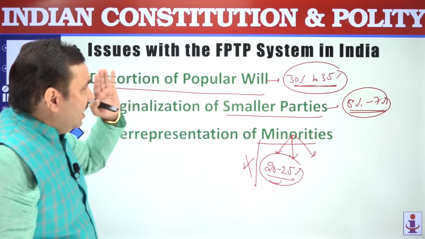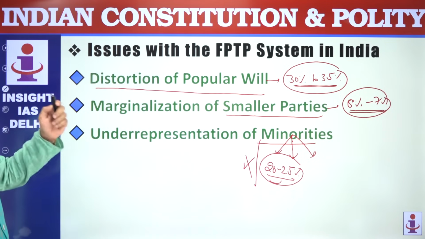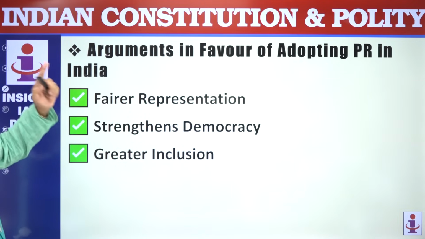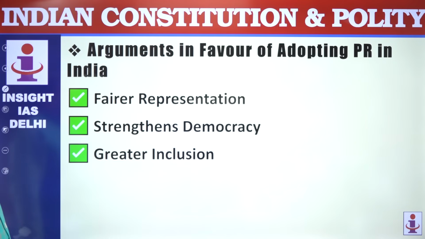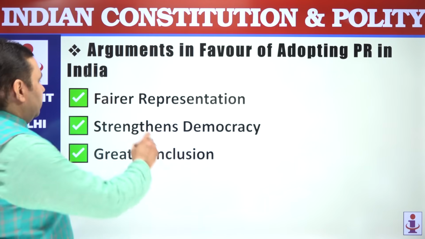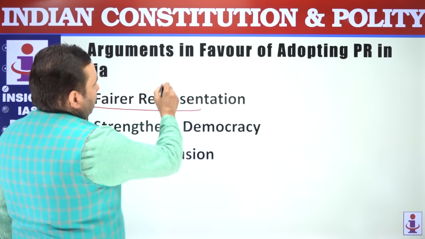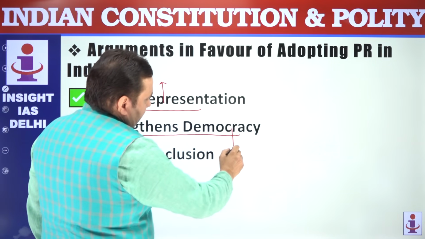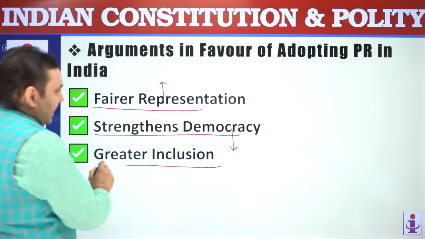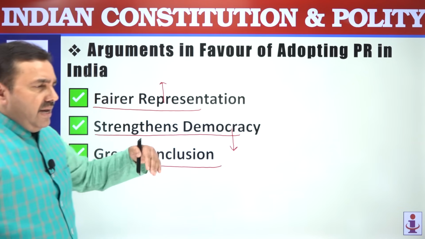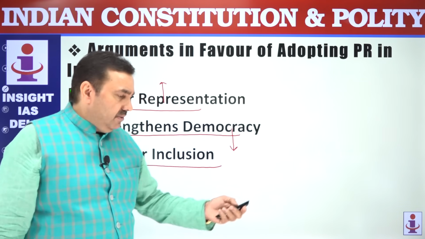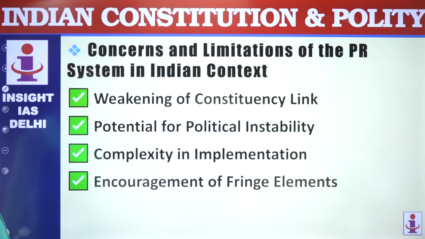So there are problems with the first past the post system, but there are arguments in favor of PR, proportional representation, that says, okay, fairer representation is there. Nobody feels left out. It strengthens democracy because the winning candidate will get more than 50% of the votes. And greater inclusion, because now exclusion of minorities or specific segments of population will not be practically possible. But there are problems. What are the limitations?